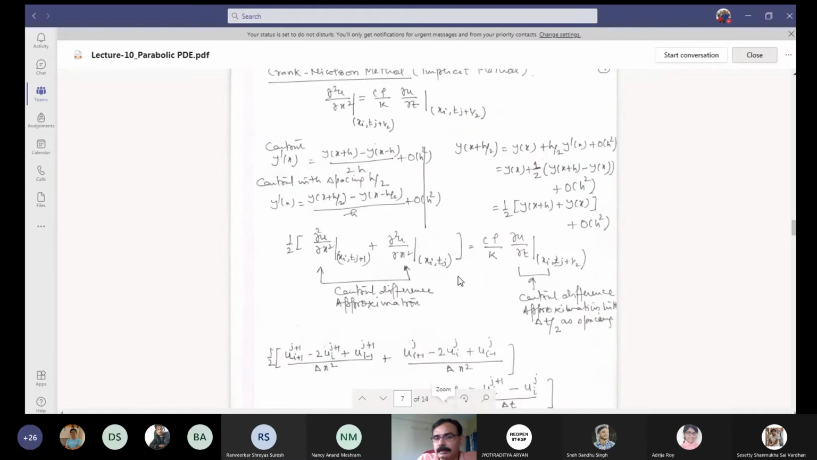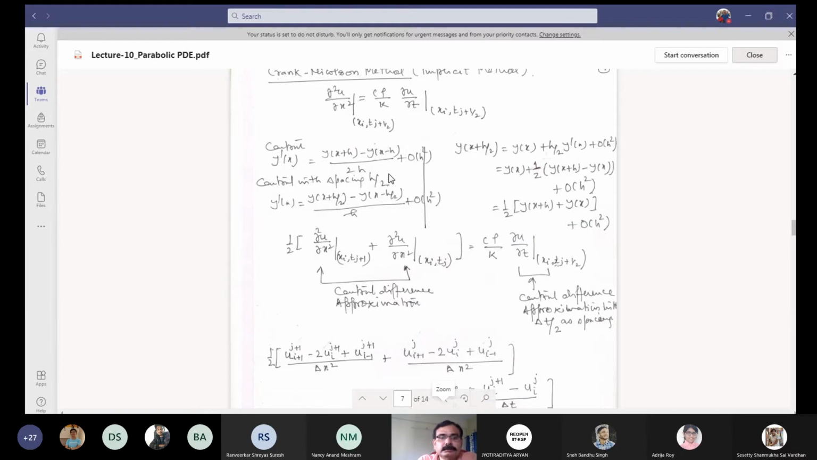Okay, the Crank-Nicolson. You just try to understand what is done here. There are certain approximations which we have already done earlier also. I am just revising that. Central difference approximation for y prime, you know that it is written as y of x plus h minus y of x minus h divided by 2h, and then capital order h square error terms are there.